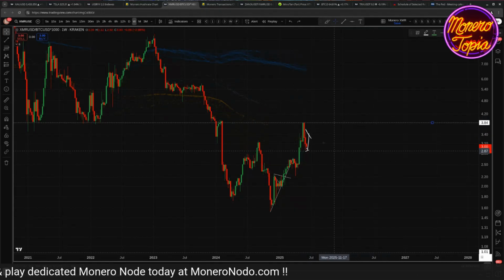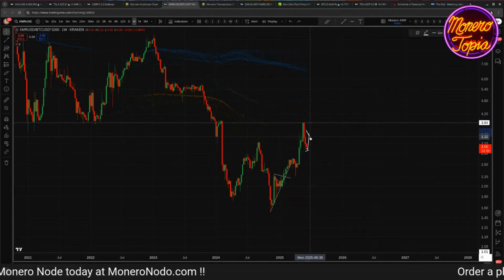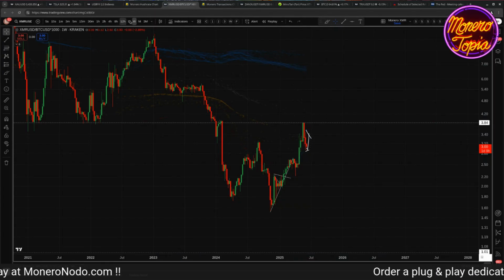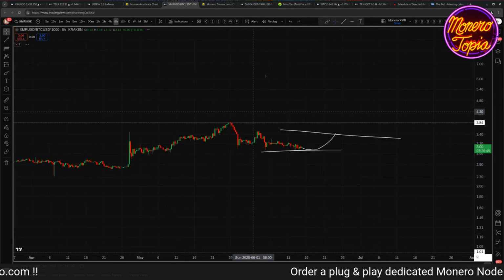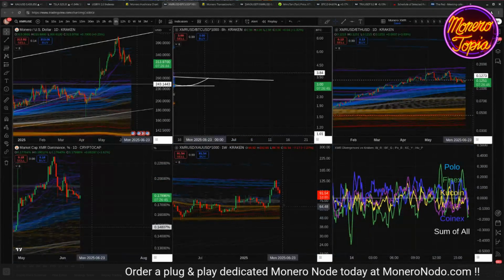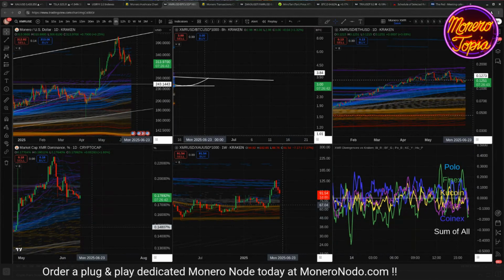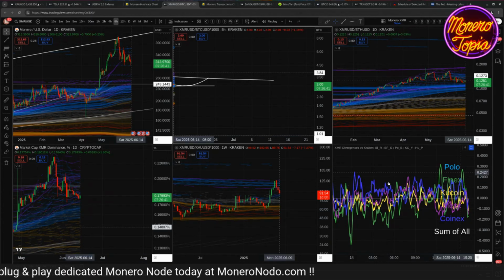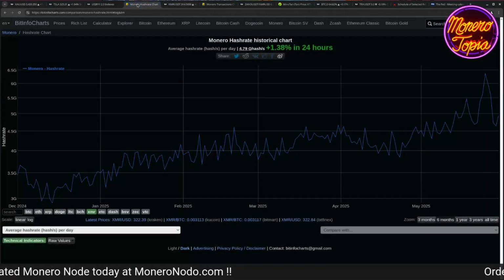When I say some consolidation, I mean maybe a period of months, potentially weeks if we're lucky, but more likely months. So I don't think I see anything else here necessarily that looks of interest for the Monero chart. Let's take a look at the hash rate.